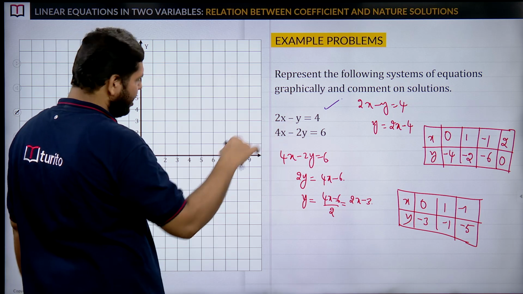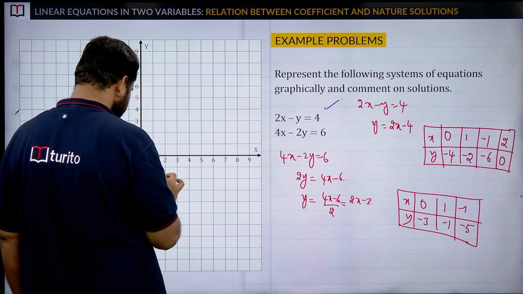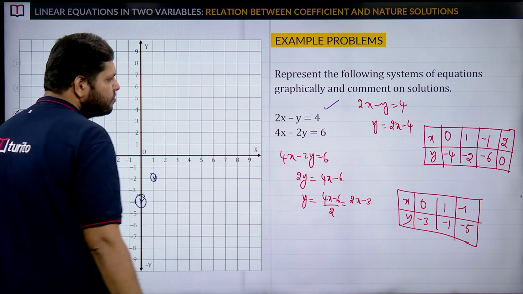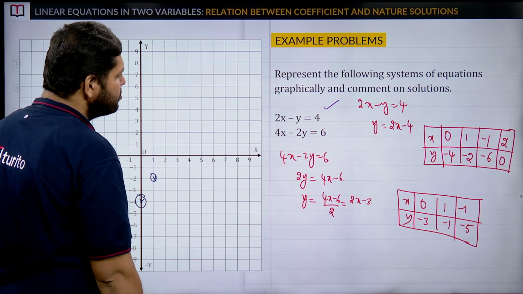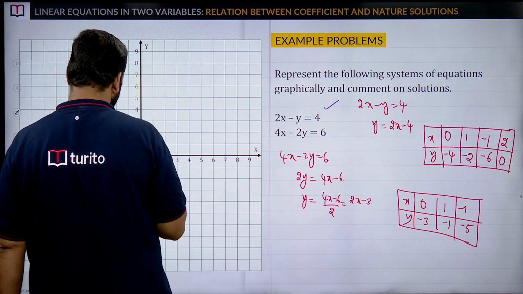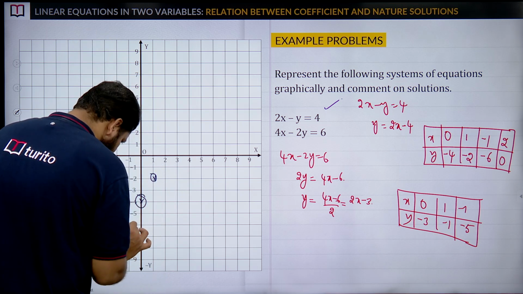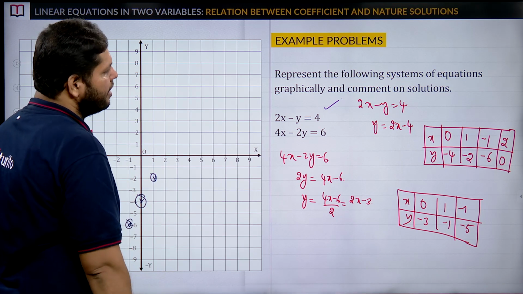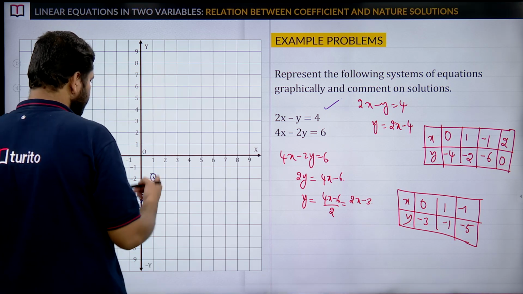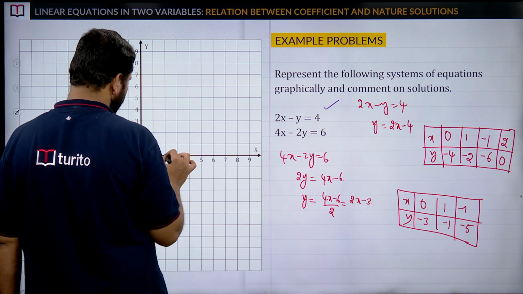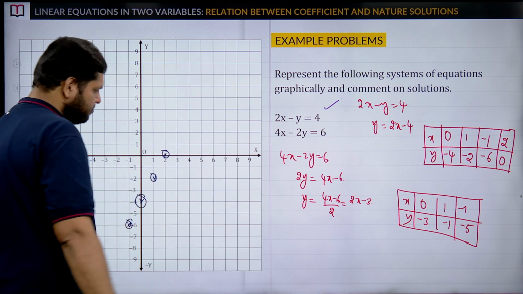Next, x is 1 and y is minus 2. So the point lies here. X is minus 1 and y is equal to minus 6. The point is lying here. X is 2 and y is equal to 0. So I can say this is a point.